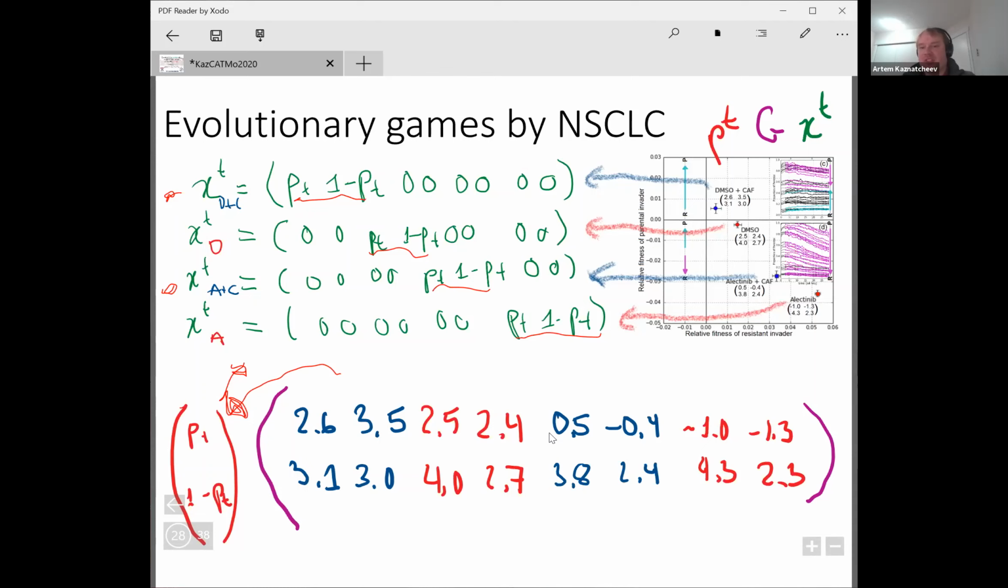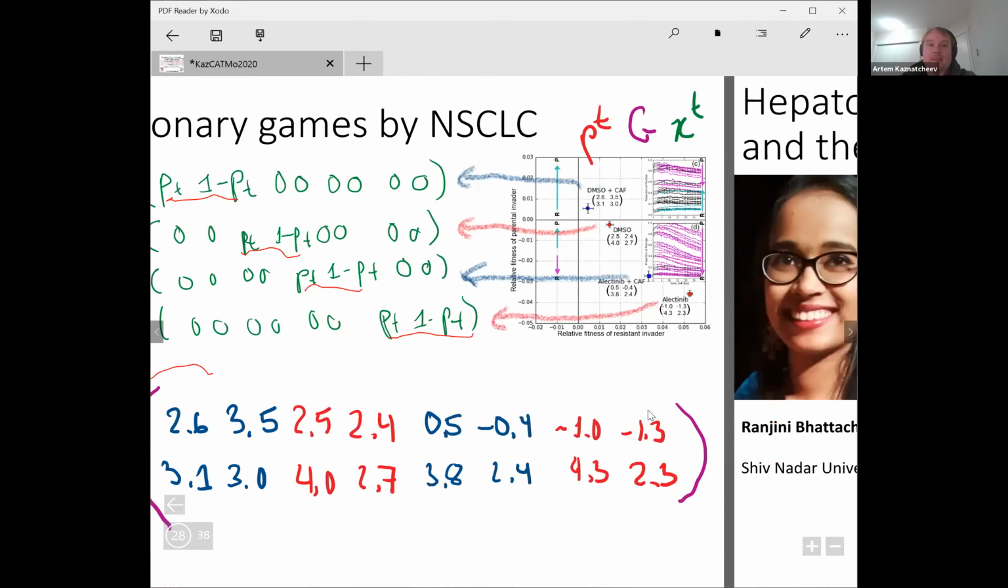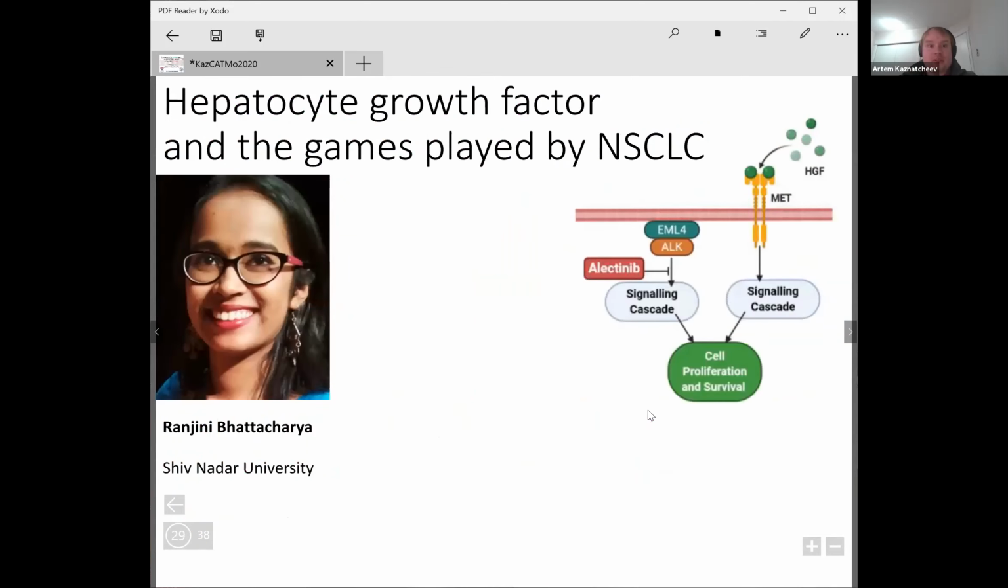Kind of no matter what you do, resistance emerges. About a year ago, last summer, Ranjini was visiting Moffitt, and she got excited about the game assay. But unlike me, she's much more of a biologist, and she cares much more about the actual biological processes that go on to shape those payoff matrices that we're getting.